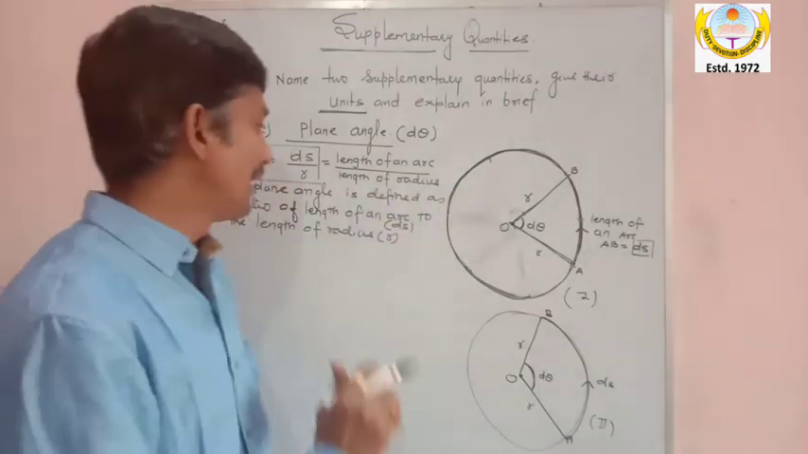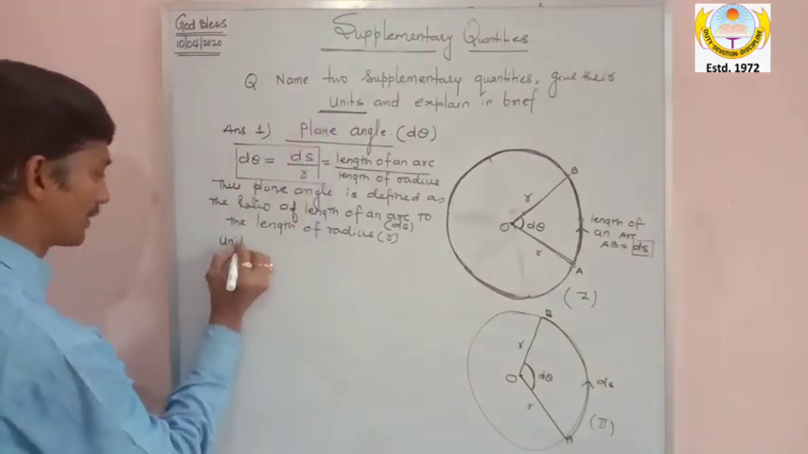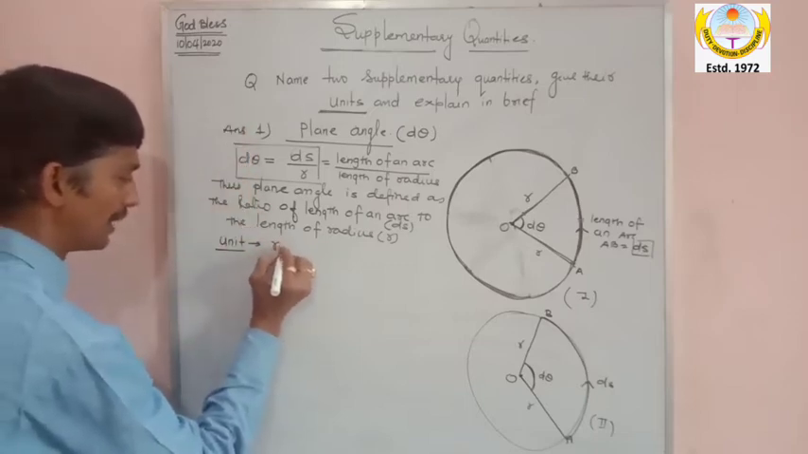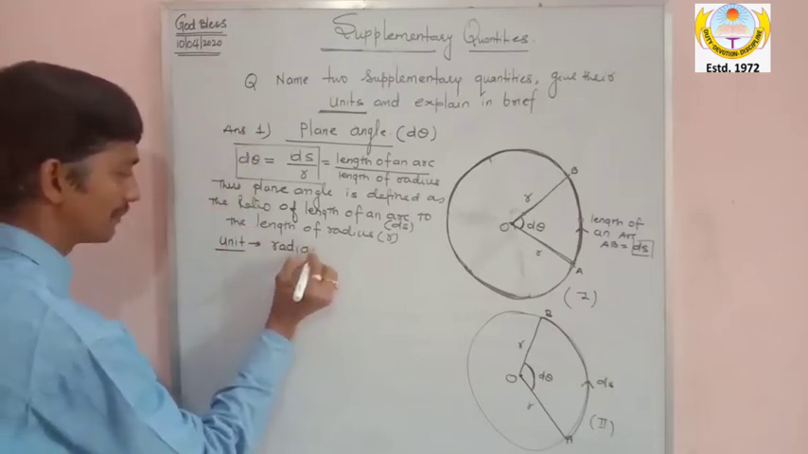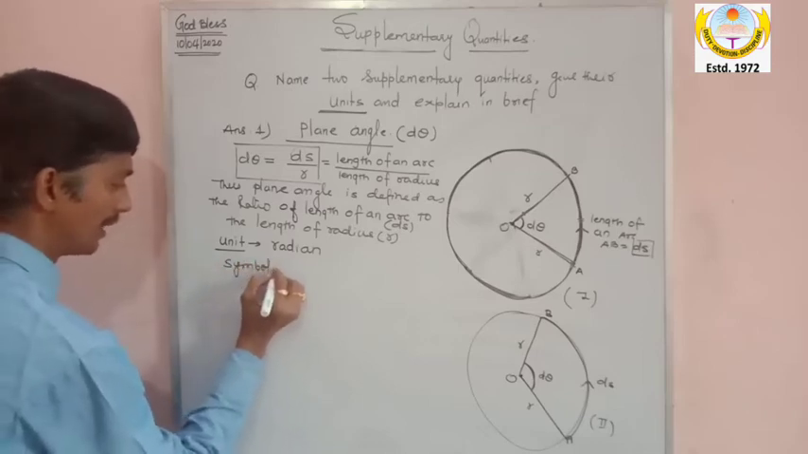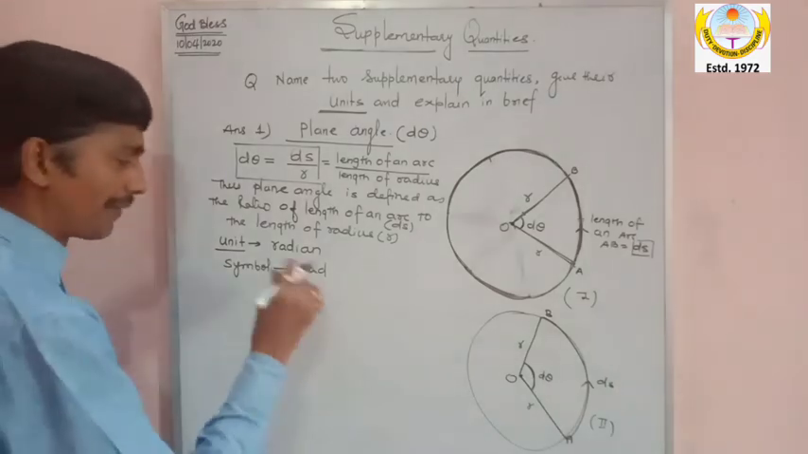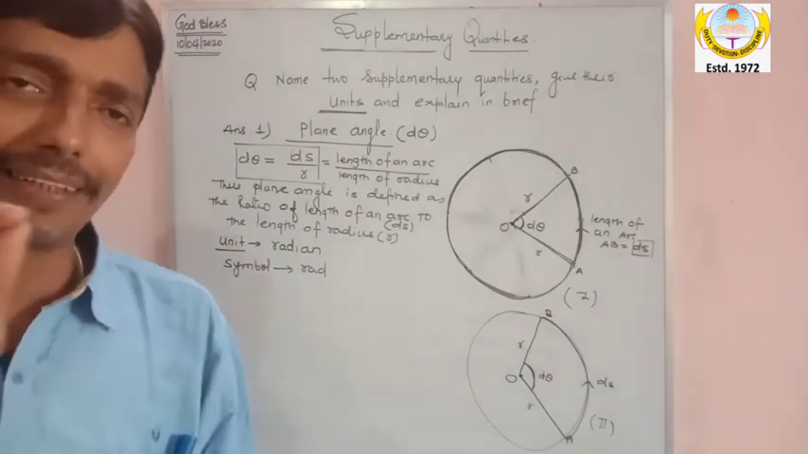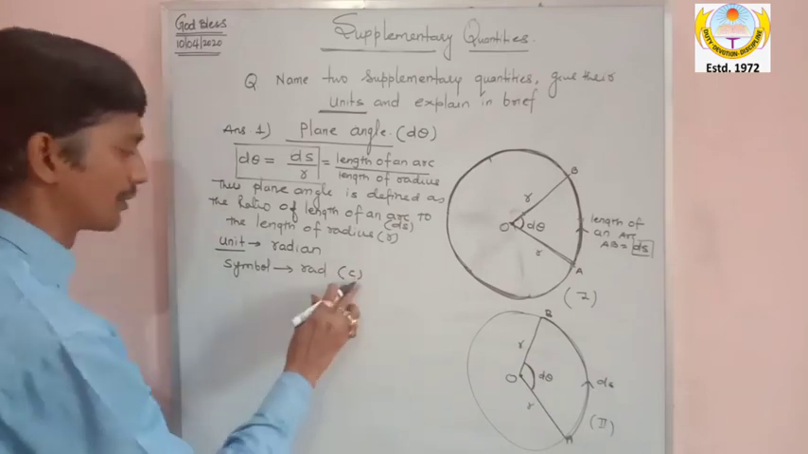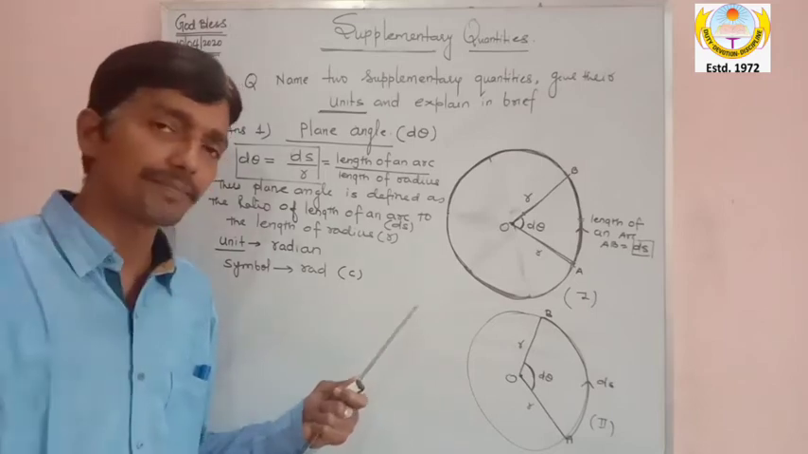Okay. Now my dear, the next question is, what is the unit of this plane angle? The unit is radian, and the symbol of the radian is rad, right? But when writing the value, we write the radian as a symbol. You can write a small c also. Radian, small c also is a symbol.